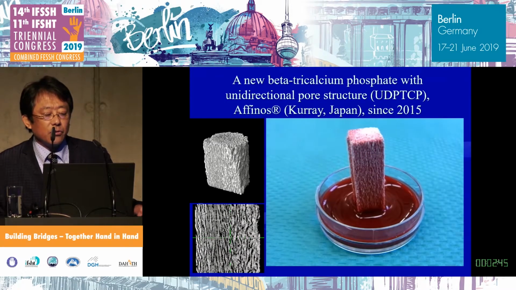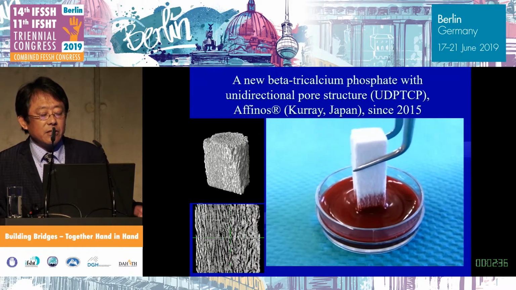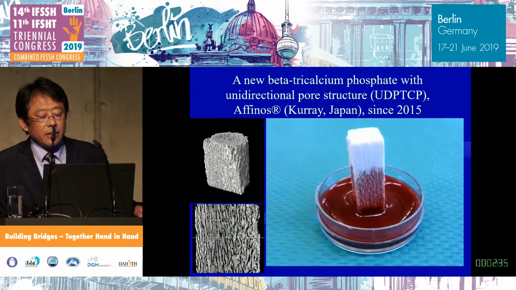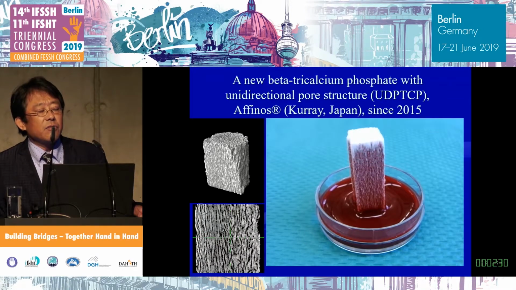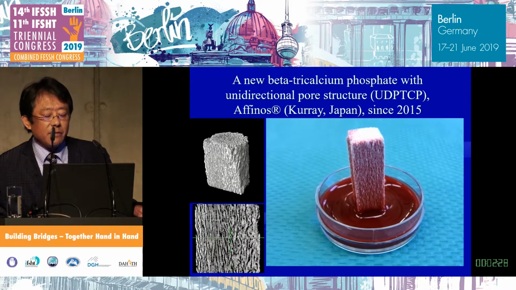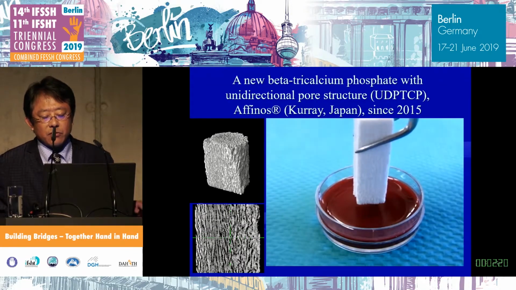Today, TCP with unidirectional power structure. It's the so-called UDP TCP, made by Kuraray in Japan, named Affinos. It's available in clinic from 2050. So you can see the blood coming up immediately to the top through these unique structures.